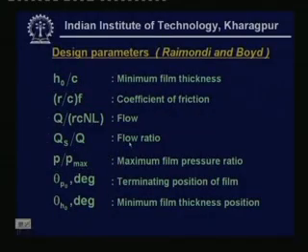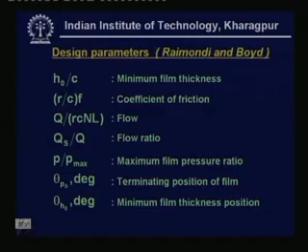These design parameters are as shown here, as per Raymond and Boyd. H0 by C is the minimum film thickness, R by C times F is called the coefficient of friction. All you can see are non-dimensional. Q by RCNL is a flow parameter, meaning we need to know the amount of lubricant flow that should pass through the bearing passage. Q by Qs is the flow ratio, P by Pmax the maximum film pressure ratio, theta P0 in degrees the terminating position of film, and theta H0 in degrees the minimum film thickness position.